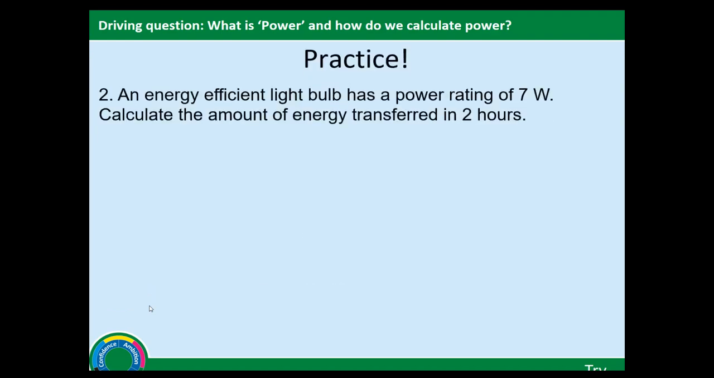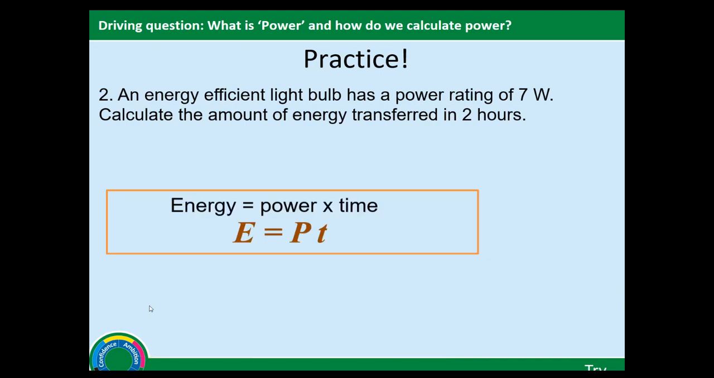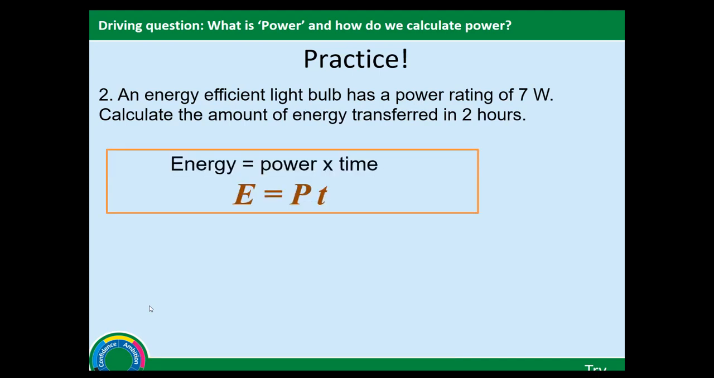Right. The next question says an energy efficient light bulb has a power rating of 7 watts. Calculate the amount of energy transferred in 2 hours. So, energy equals power times time. The equation has already been rearranged for you, but in the exams, you can write the original equation, substitute into the equation, then rearrange it to get to this point and do your calculation. So, we have energy equals power times time.